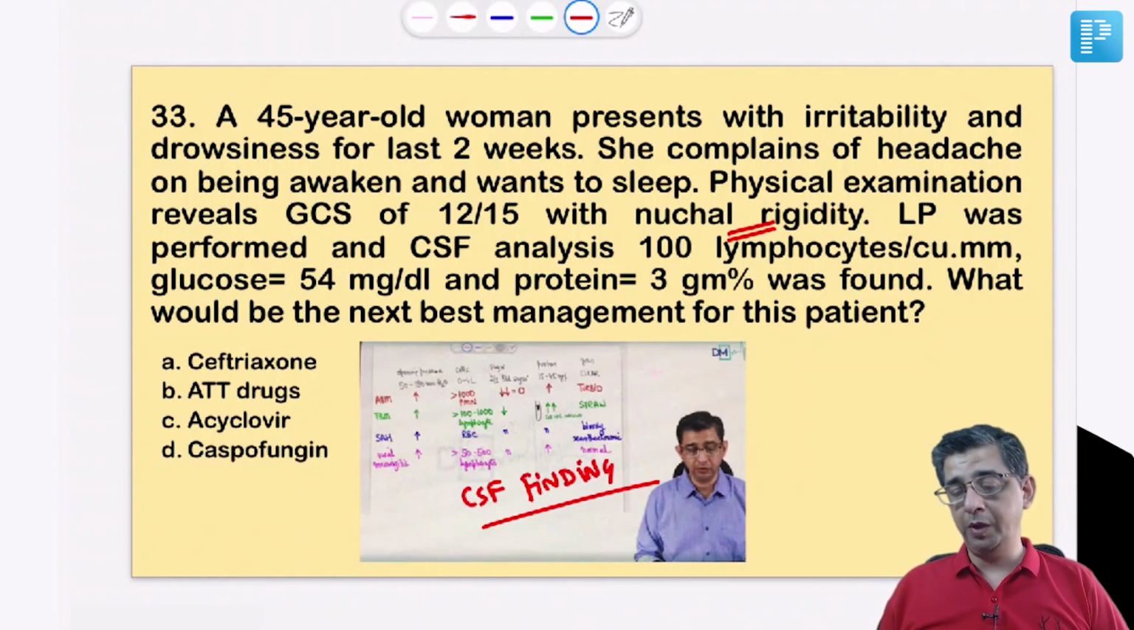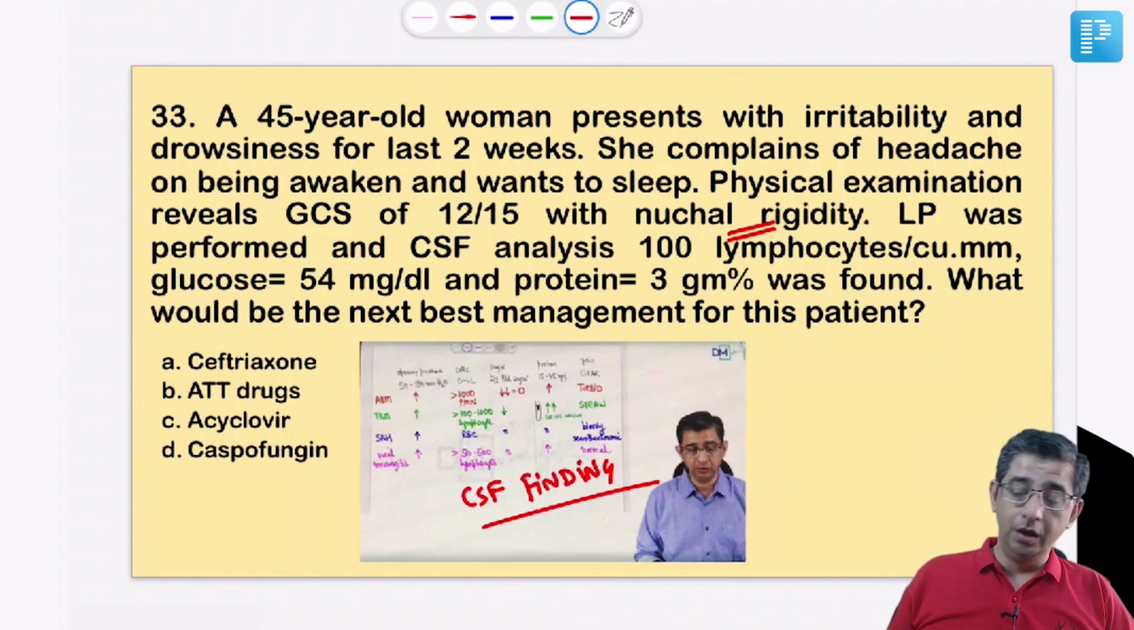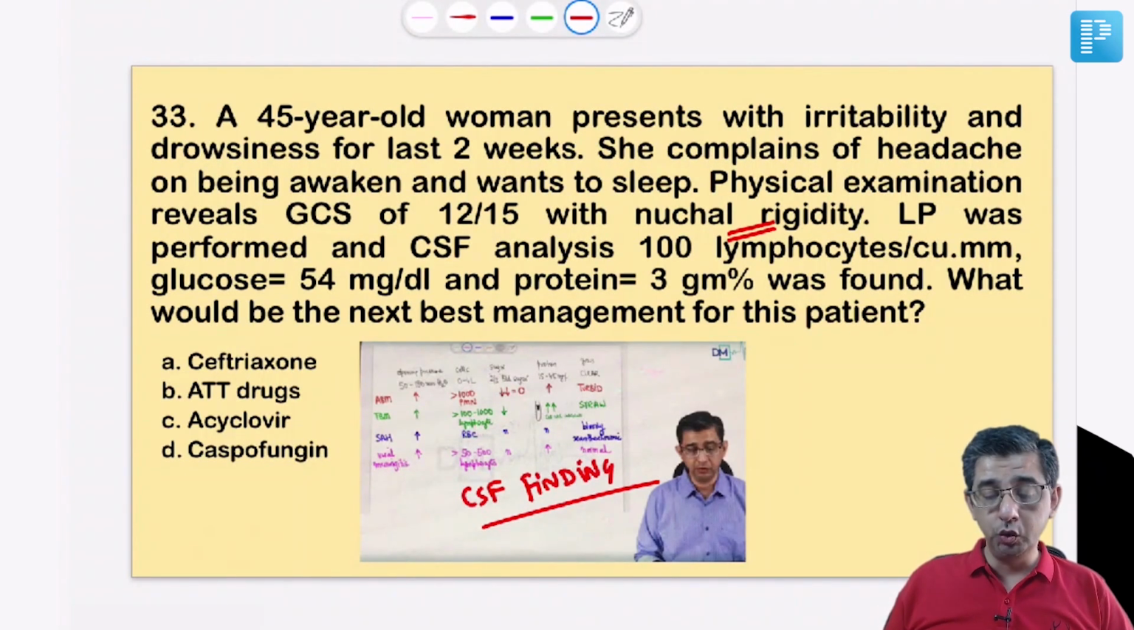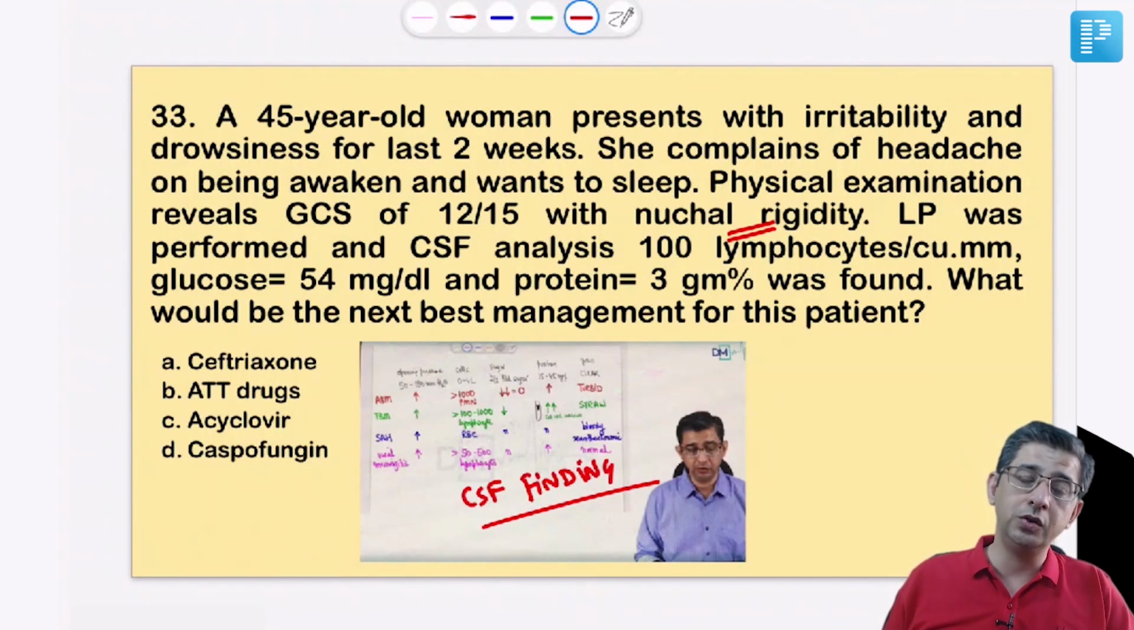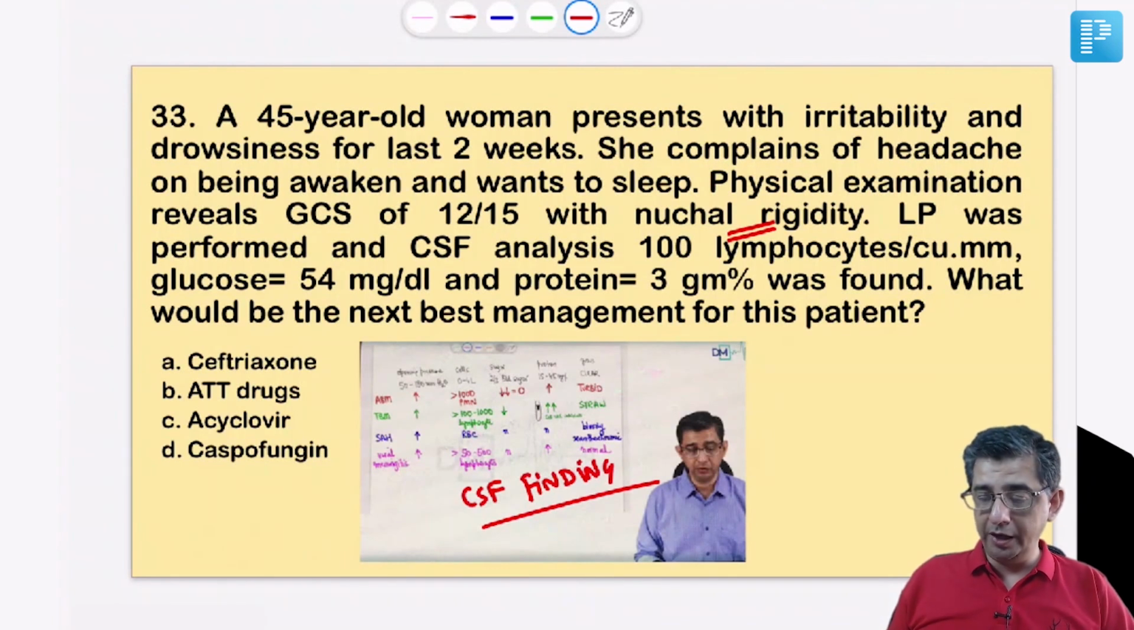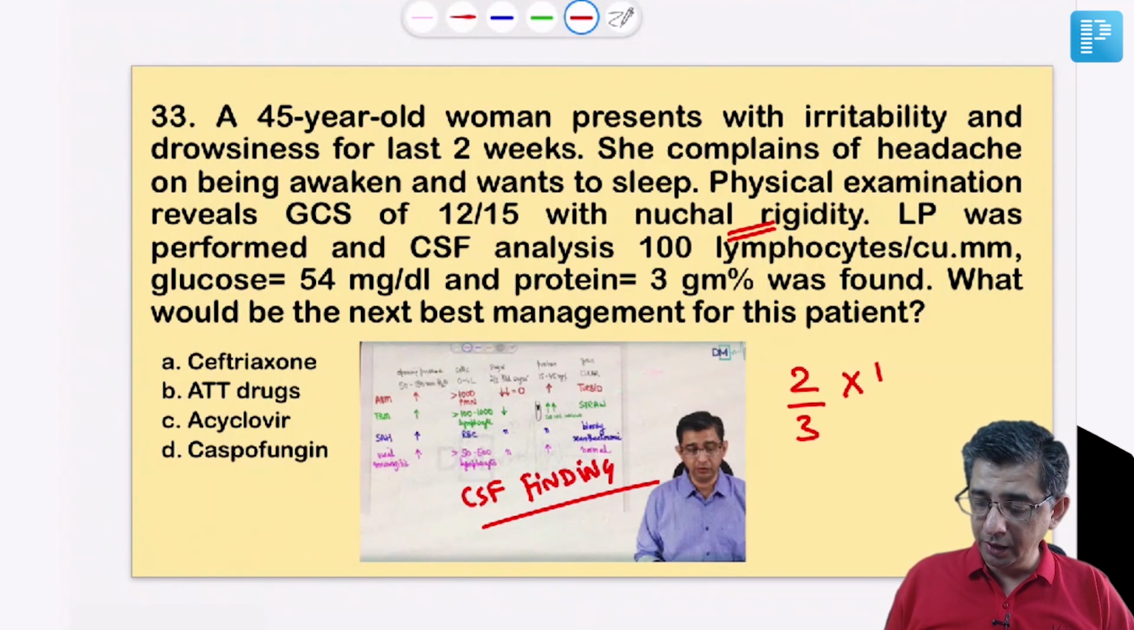So the doctor did a lumbar puncture and look at what he got. 100 lymphocytes. The sugar is 54. Now the sugar of the CSF is 2/3 of the blood sugar. I'll just jot it down before you. Like, let me say your blood sugar at the moment is 100.